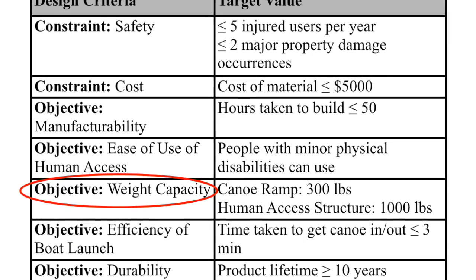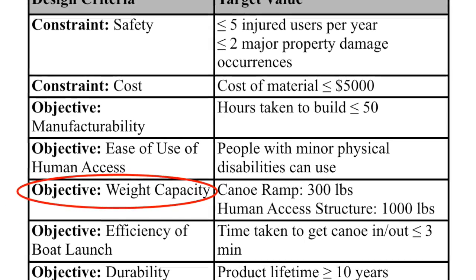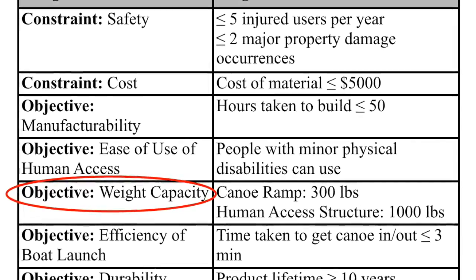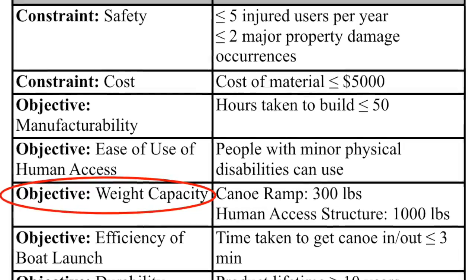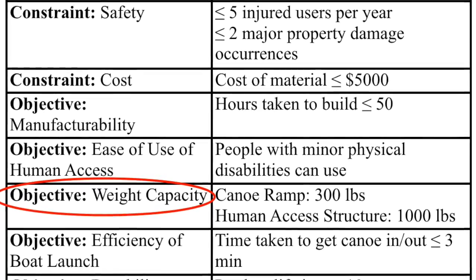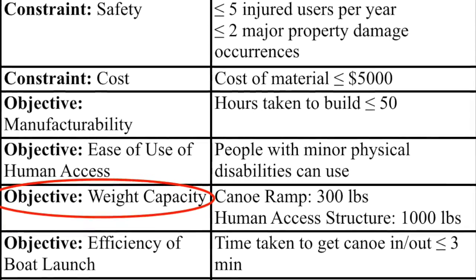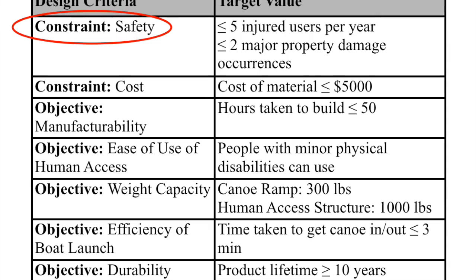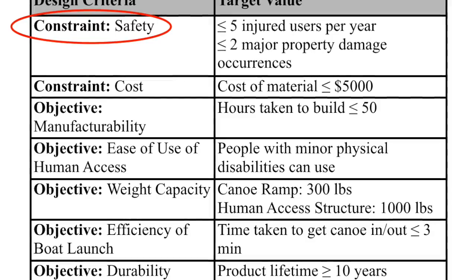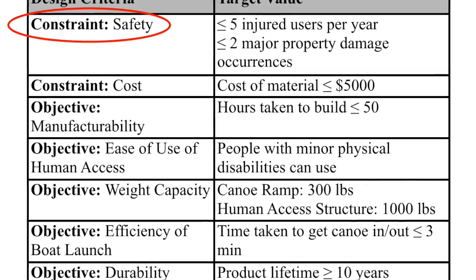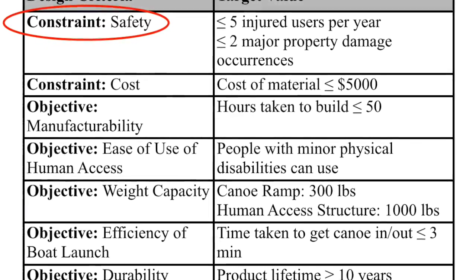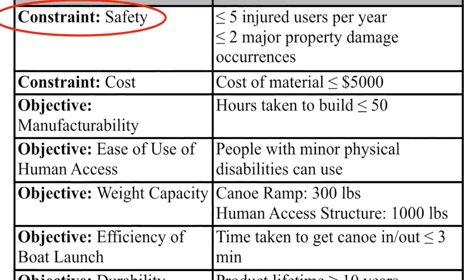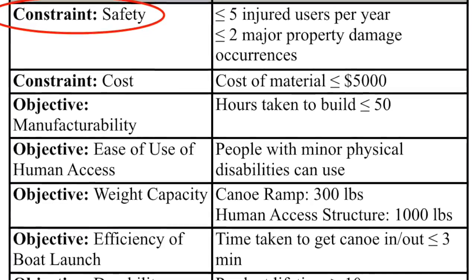Weight capacity was tested by modeling our canoe ramp design on SolidWorks, which is a computer-aided design program that allows users to test the maximum stress or weight that a structure can withstand. We found that our ramp is capable of supporting 300 pounds, which meets our design criteria. We were also able to make conclusions about the safety design criteria, since safety of users may be impacted when the maximum stress capacity is exceeded. Since the ramp meets the design criteria for weight capacity, we concluded that the requirements for safety were met too.